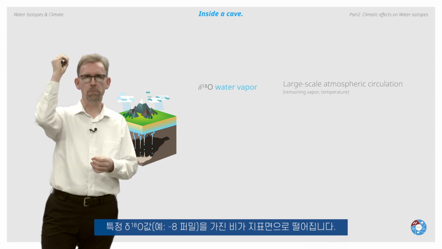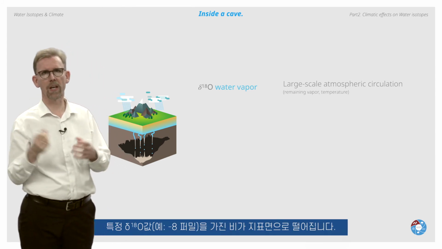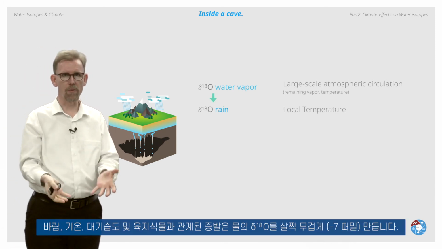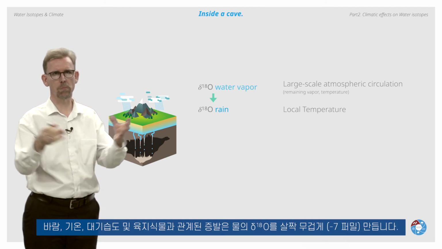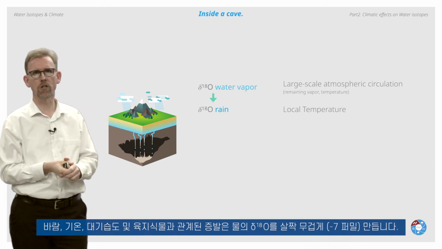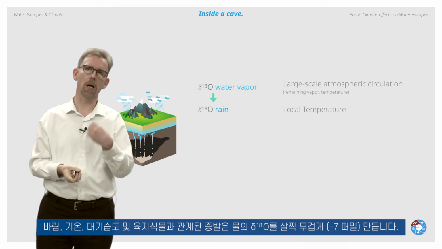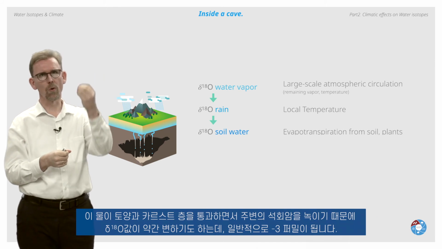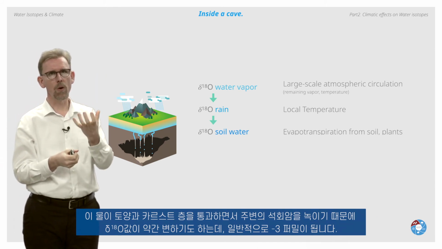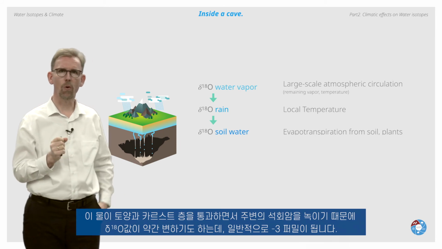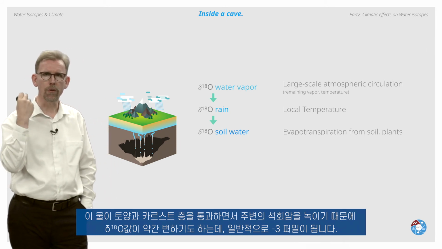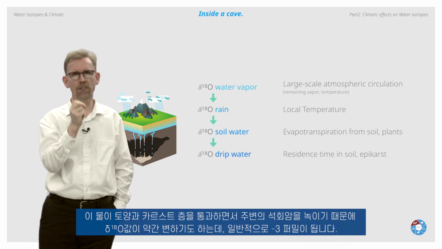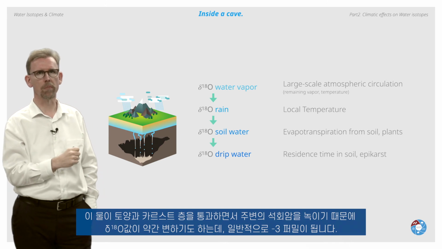Rain with a specific delta 18O value, let's say -8 per mil, falls onto the surface. Evaporation, which is related to winds, temperature, atmospheric humidity and land vegetation, makes it slightly heavier, -7 per mil. As the water enters the soil and the epikarst, it may also change its delta 18O value slightly due to the dissolution of the surrounding limestone, which can have a typical delta 18O value of -3 per mil.